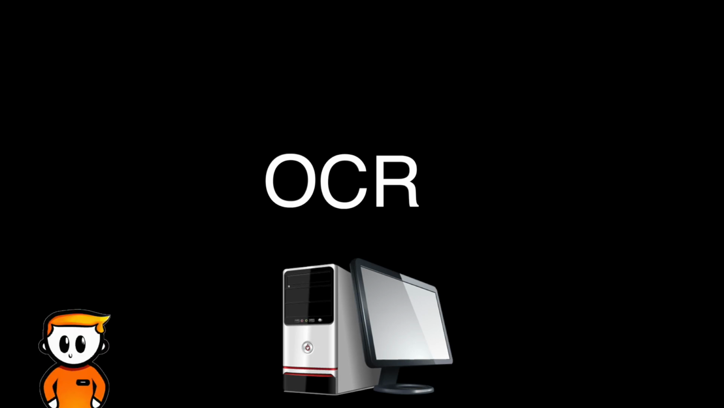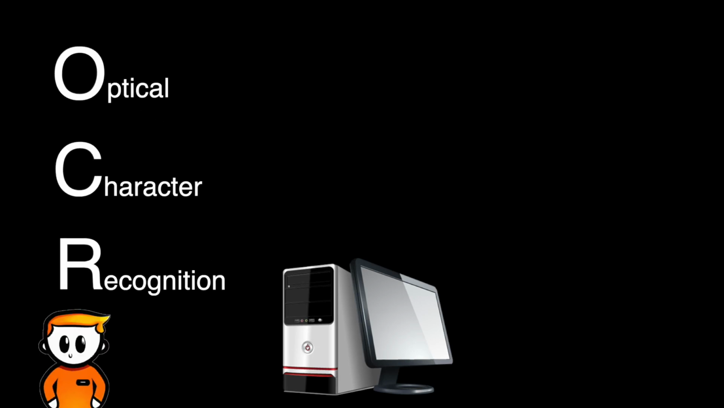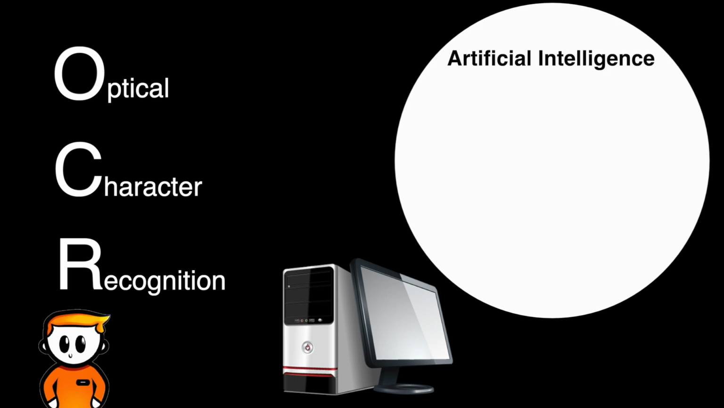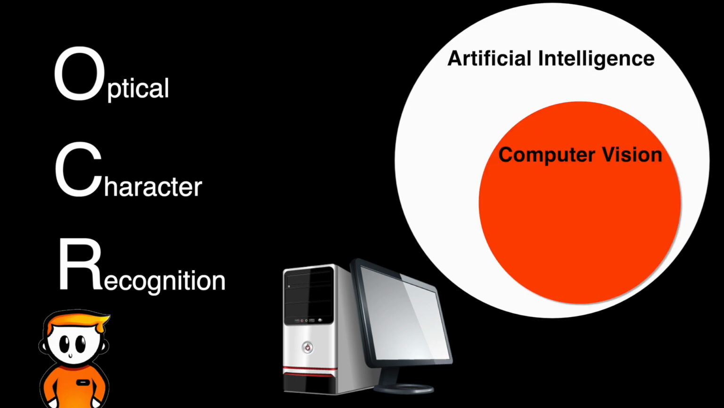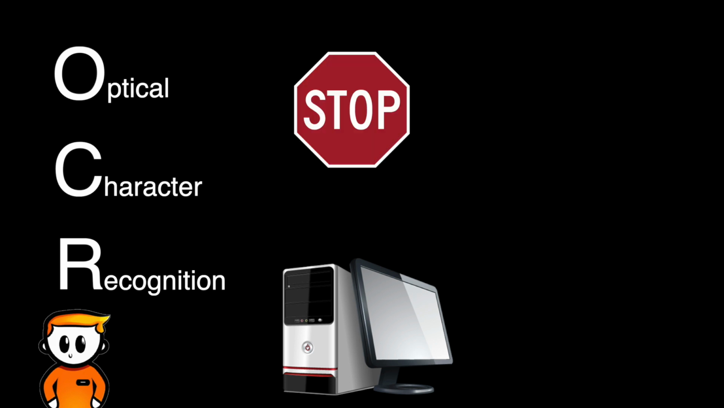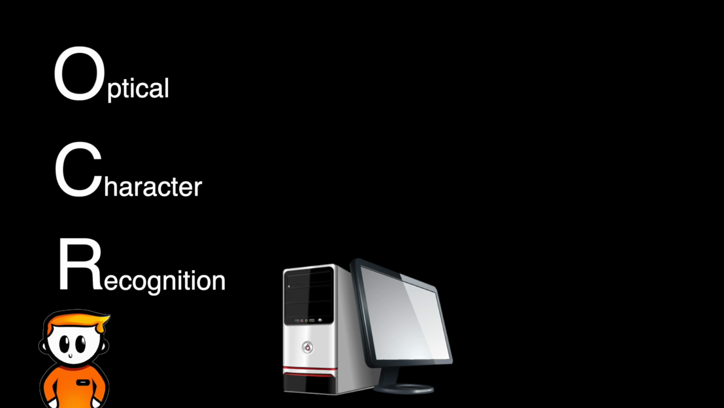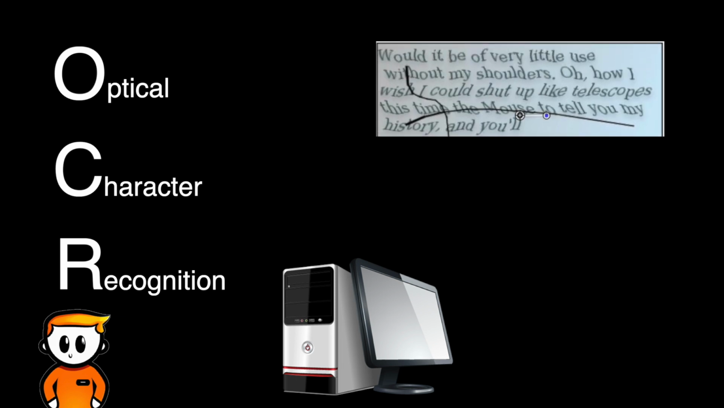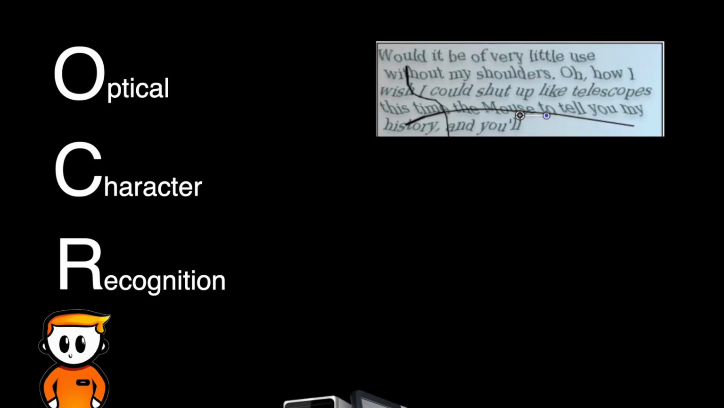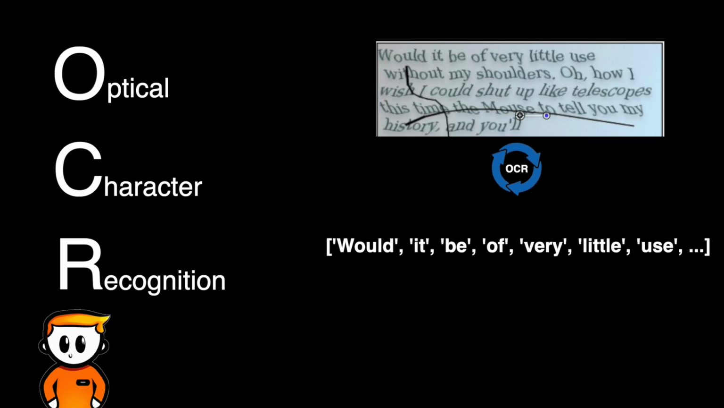OCR. OCR stands for Optical Character Recognition, which is a computer vision algorithm. Computer vision is a field of artificial intelligence that trains computers to interpret and understand the visual world. For example, if we had a stop sign, OCR would extract the word stop. And if we had this sign, it would extract speed limit 8. Now for the example of TypeRacer. Ideally, if we used OCR on our typing challenge prompt, then we would get all the words from this image.